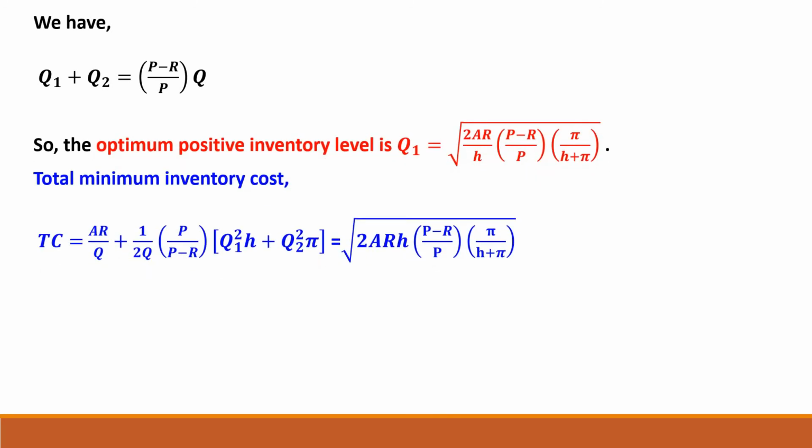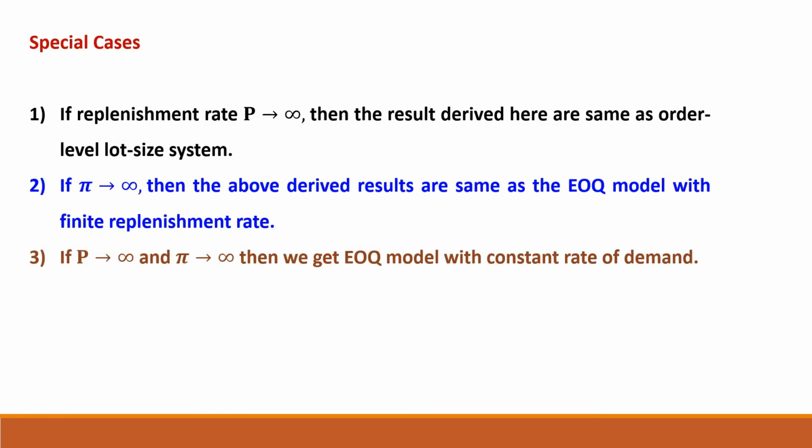So, the optimum positive inventory level, which is denoted as Q1, is equal to under root 2AR upon H into P minus R by P into pi upon H plus pi, and corresponding total minimum inventory cost TC is equal to under root 2ARH into P minus R by P into pi upon H plus pi after substituting values of Q, Q1 and Q2. Let us have some special cases.